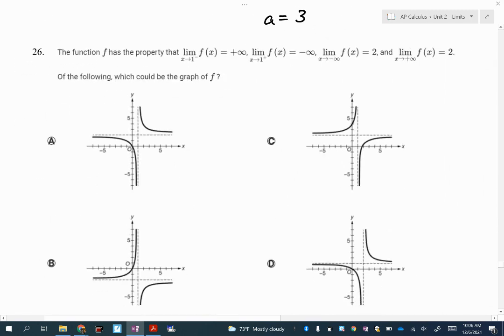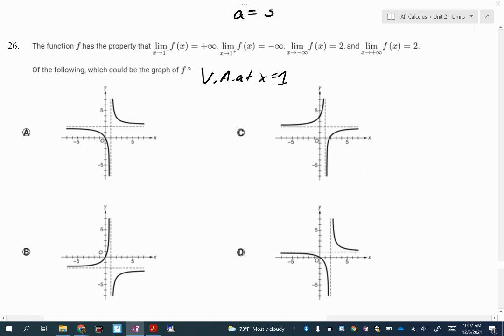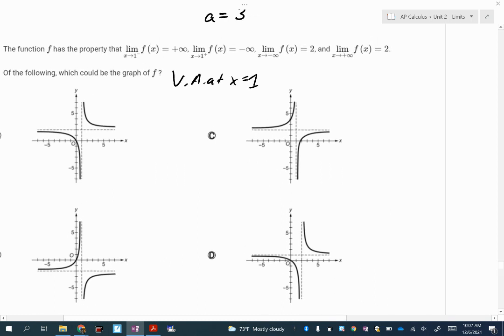All right, just a few more left, then we'll be done. Number 26, all right? This is saying the limit as x approaches 1 from the left of f of x is positive infinity, and the limit as x approaches 1 from the right is positive infinity, or negative infinity. This is telling me we're going to have a vertical asymptote at x equals positive 1. And all of the stuff that it's saying about the limit as x approaches negative infinity is 2, the same thing as x approaches positive infinity, means we have a horizontal asymptote at y equals 2.